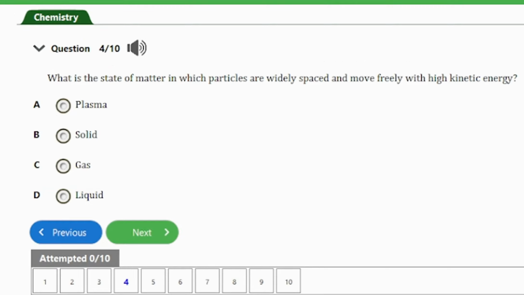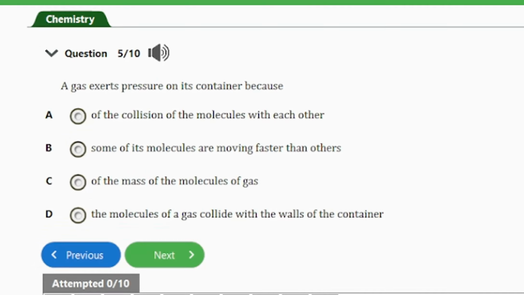Question number 4 here. So the question says, what is the state of matter in which particles are widely spread and move freely with high kinetic energy? A, plasma, B, solid, C, gas, D, liquid. So guys, the answer to this question is gas. As a gaseous state, the particles of the matter are widely spread and they move freely with high kinetic energy. And guys, that's the answer to this question. So let's consider the next question.